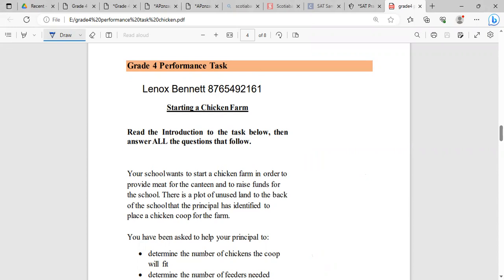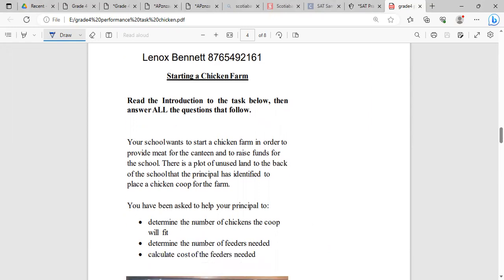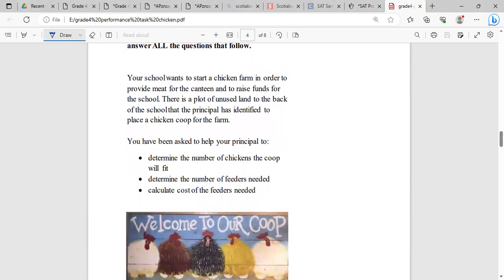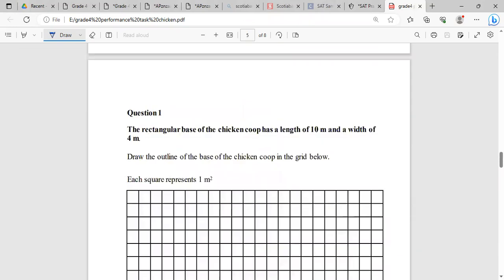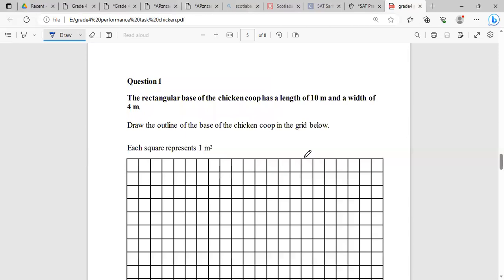Your school wants to start a chicken farm in order to provide meat for the canteen and raise funds for the school. There is a plot of land at the back of the school that the school has identified to place a chicken coop for the farm. You have been asked to help your principal determine the number of chickens the coop will fit, determine the number of feeders needed, and calculate the cost of the feeders needed, sourced from Amazon.